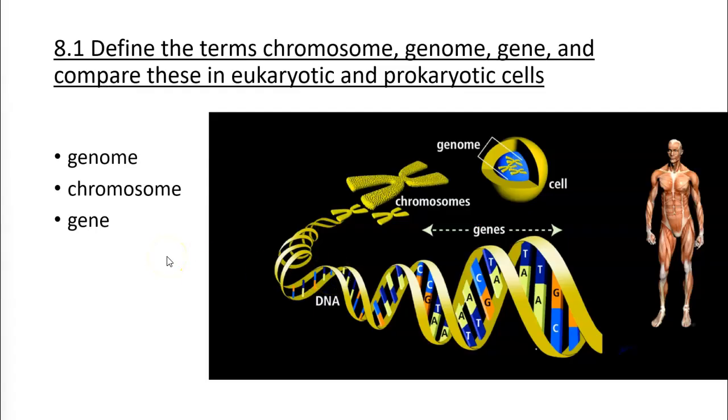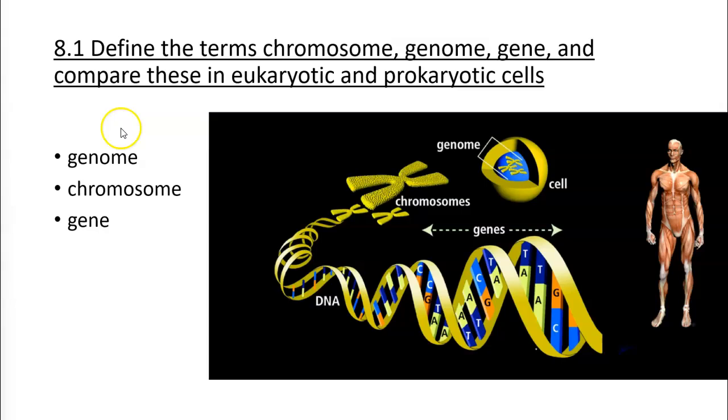So I'm in section 8.1. And this is just some basic genetic information. It says define the terms chromosome, genome, gene, and compare them in eukaryotic and prokaryotic cells. So remember, bacteria are prokaryotic cells. Most of what you've learned in other classes has probably been about eukaryotic cells. And we're in the process of comparing prokaryotic cells to eukaryotic cells. So when we talk about genome, chromosomes, and genes, it's pretty consistent in eukaryotic cells and prokaryotic cells.